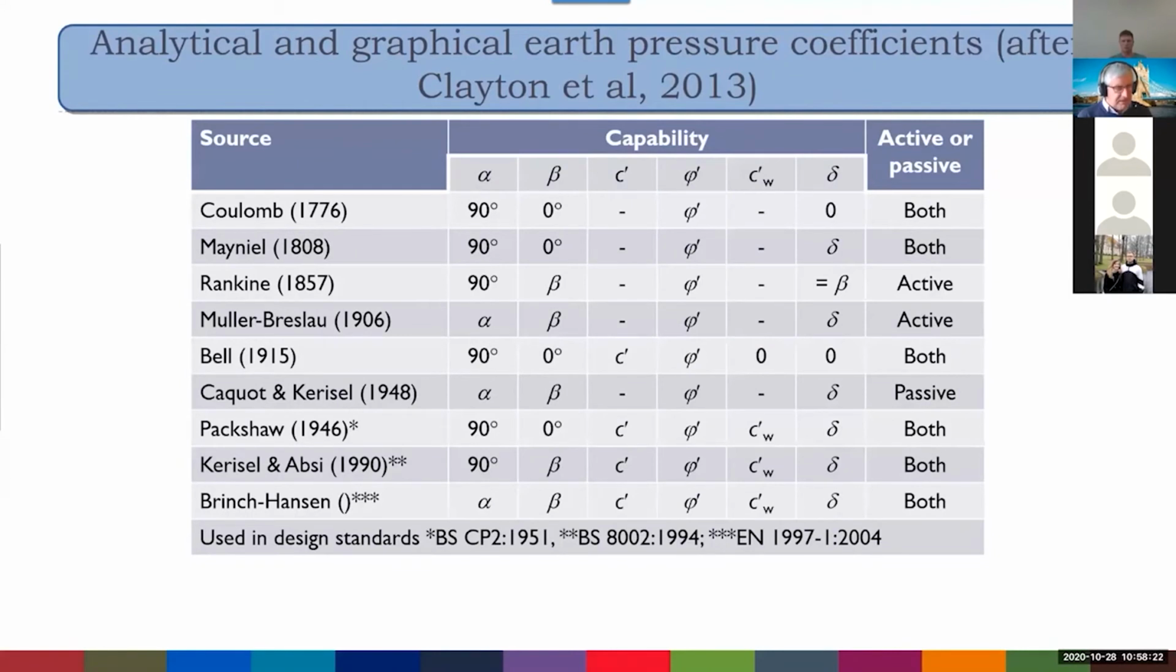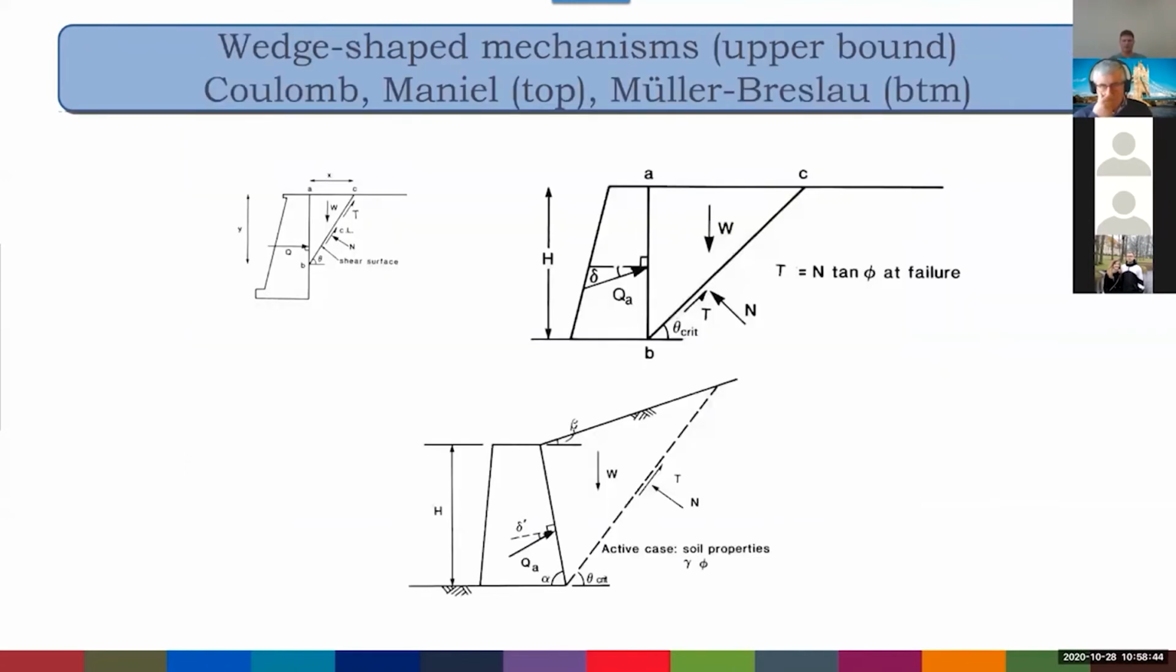And at the bottom of the slide, I've indicated which of these theories are used in standards. So the British standard CP2, which is 1951, was based on Packshaw. In 8002, 1994, it moved to Kerisel and Absi, and in the latest, it also deals with Brinch-Hansen. So the ones nearer the bottom have tended to be adopted in modern design standards.